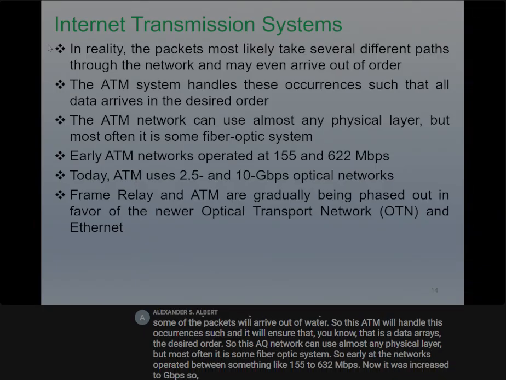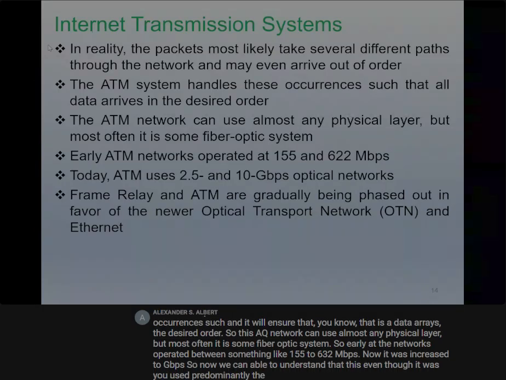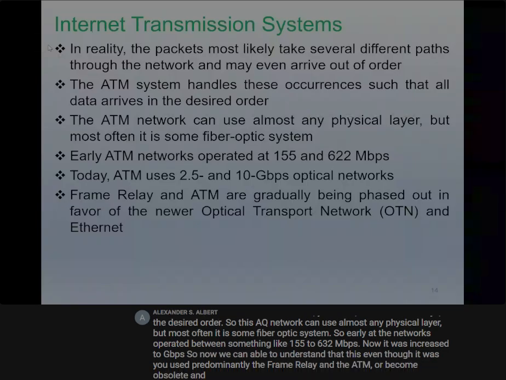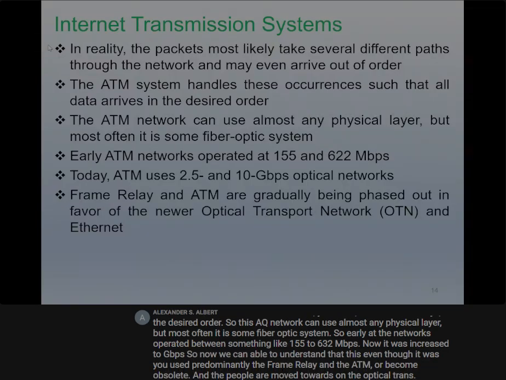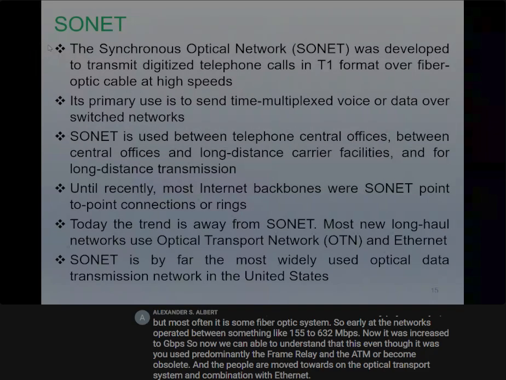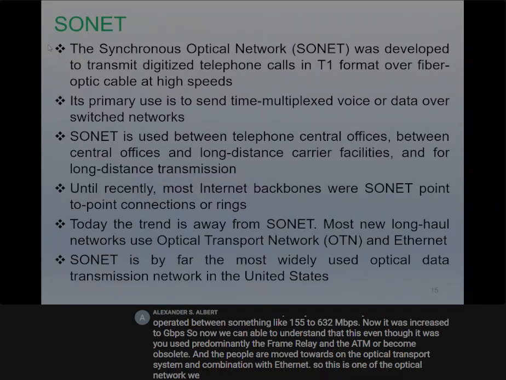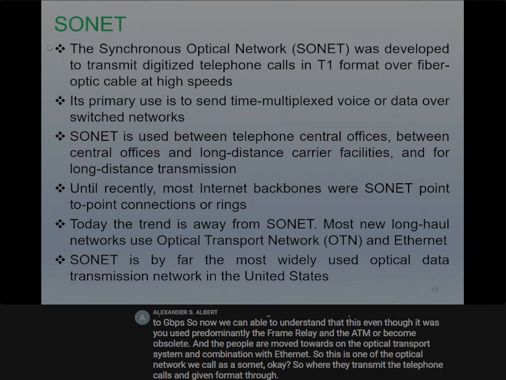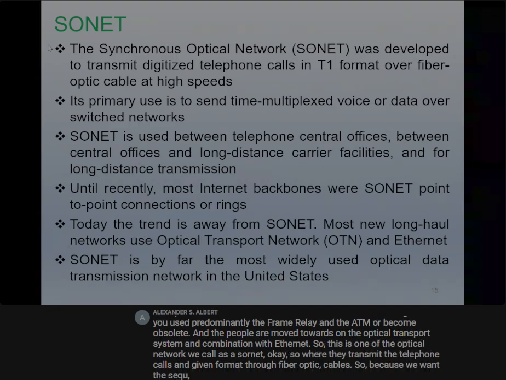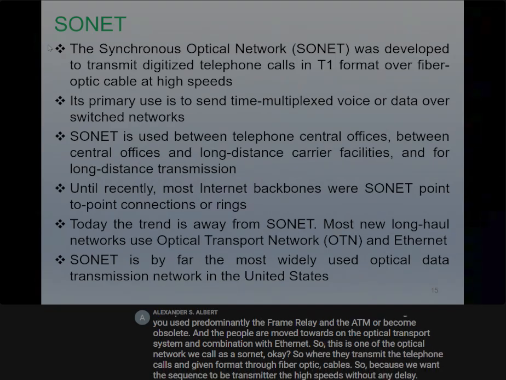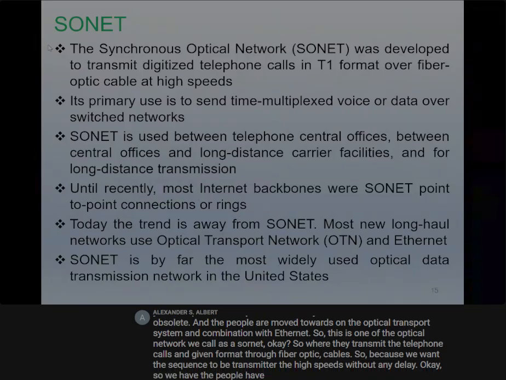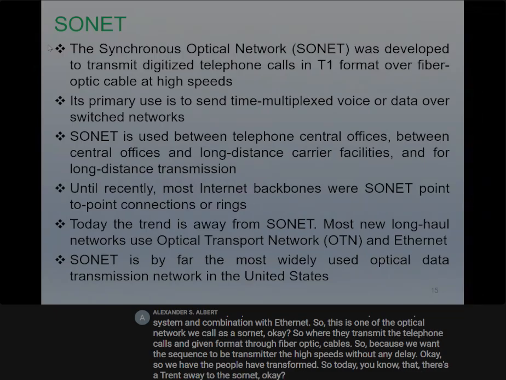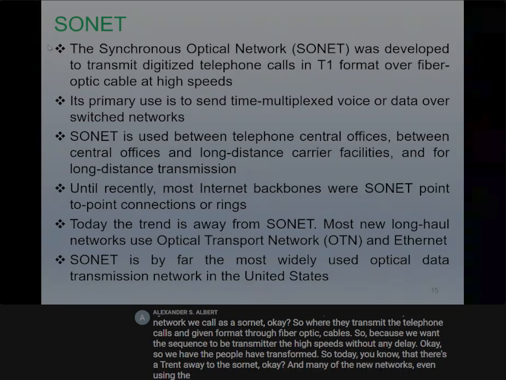Okay, so now we can understand that even though frame relay and ATM were used predominantly, they have become obsolete, and people have moved towards the optical transport system in combination with Ethernet. One of the optical networks we call SONET, where they transmit telephone calls in T1 format through fiber optic cables, because we want the signals to be transmitted at high speeds without any delay. So people have transformed. Today, there's a trend away from SONET, and many of the new networks are even using OTN networks and then Ethernet.